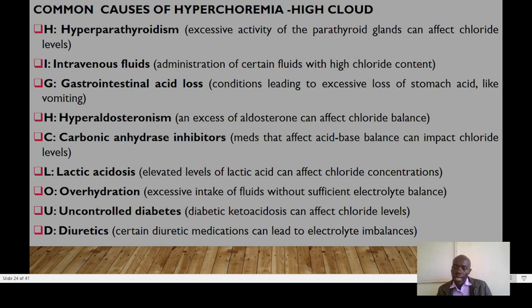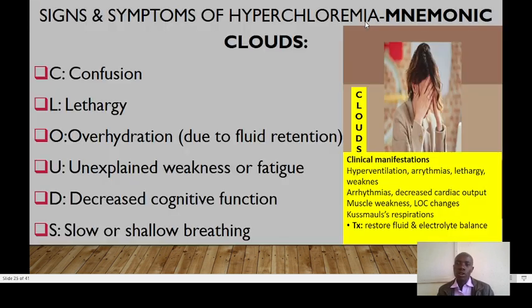Others could have hyperparathyroidism, intravenous fluids, gastric acid loss, hypertension, carbonic anhydrase. We have already mentioned lactic acidosis, overhydration, uncontrolled diabetes and diuretics. We can use the mnemonic HIGH CLOUD to get all the causes of hyperchloremia. To get the symptoms, we use the mnemonic CLOUDS, where C stands for confusion. Patient could present with lethargy, overhydration due to fluid retention, unexplained weakness and fatigue, decreased cognitive function, and slow and shallow breathing.